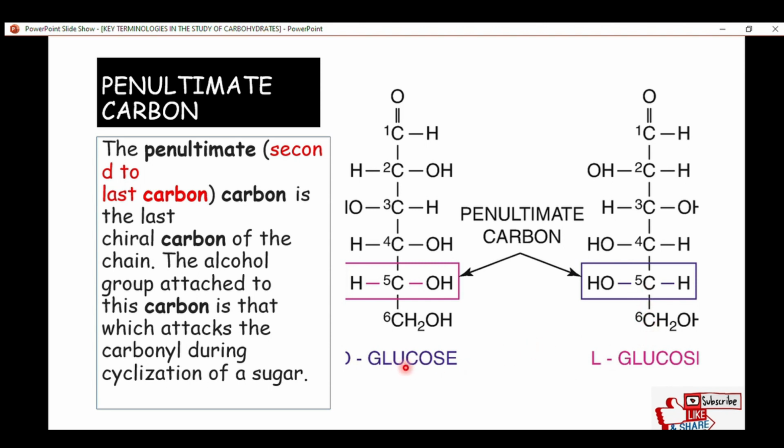L-glucose and D-glucose are enantiomers. When we talk about an enantiomer, it's just the mirror image of each other. When we check, we have OH here, OH here, OH here, OH here, hydrogen, hydrogen, OH, OH. So it's a mirror image of each other, and it can be termed an enantiomer. That's the basic meaning of the penultimate carbon: the last but one carbon, or the fifth carbon, in a sugar molecule represented in a Fischer projection, to be precise.